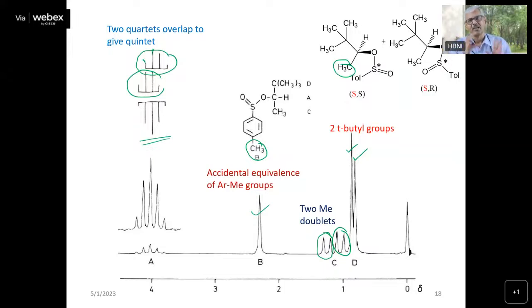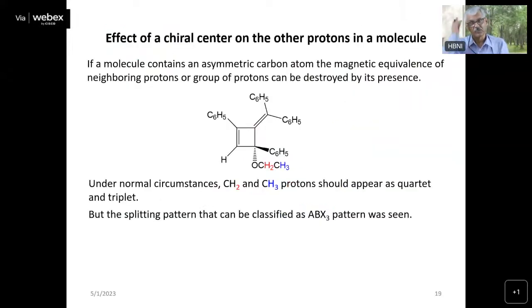Next class we will see how to determine the enantiomeric purity, and subsequently how to find out the absolute configuration by NMR. So we'll keep on talking about the effect of enantiomers in NMR spectra, depending on how we are treating the enantiomer. We'll be adding something and there will be some change, you will see that.